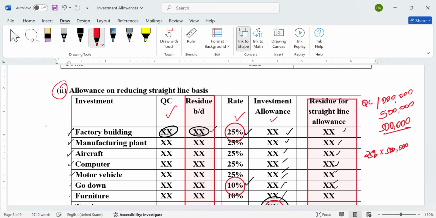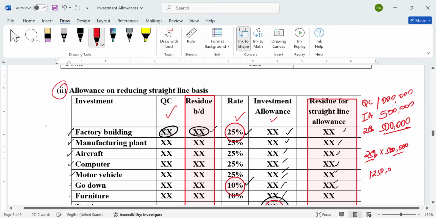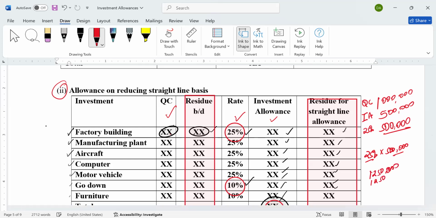This qualifying cost, this is initial allowance, which is at the rate of 50%. This is what is remaining for 25%. This one, which is remaining for 25%, we multiply it by 25%. How much will that give you? If you multiply that by 25%, how much do you get? 125,000. You get 125,000 in the first year. The second year, 125,000.